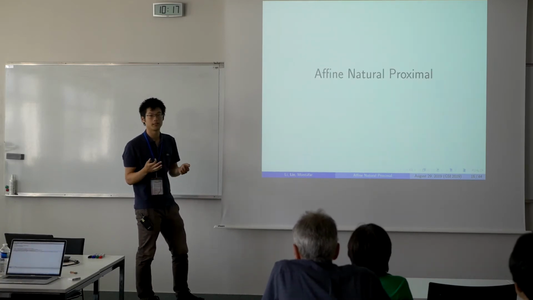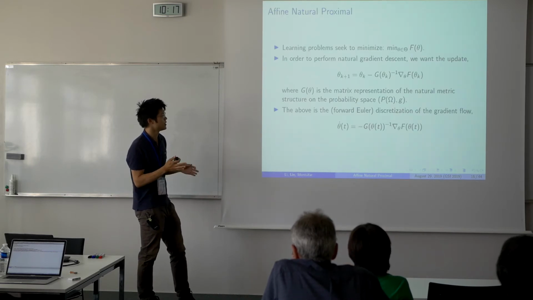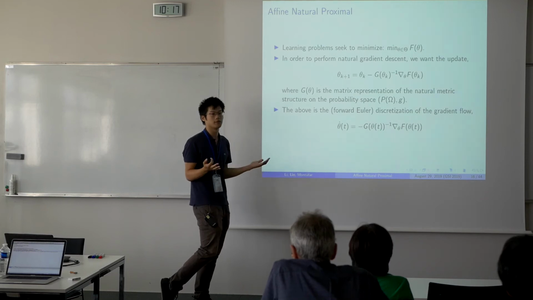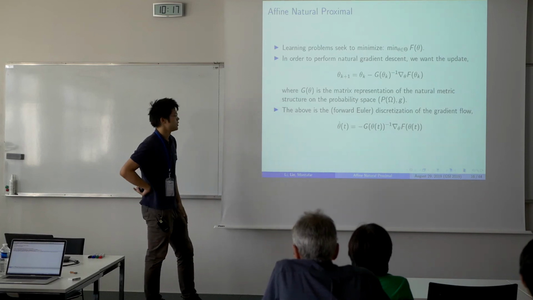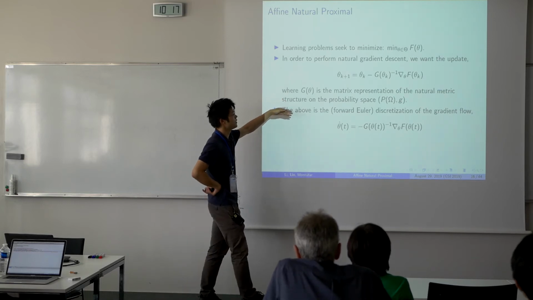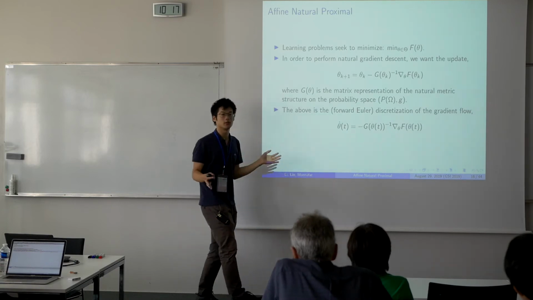Okay, let's talk about the affine natural proximal. We have learning problems, and we want to minimize some f of theta with respect to theta. If we want to perform natural gradient descent, we have theta k plus 1 equals theta k minus some metric tensor inverse times the gradient of the objective.